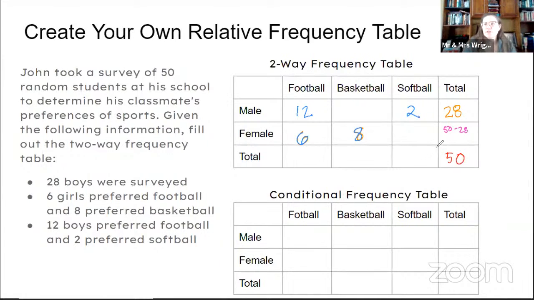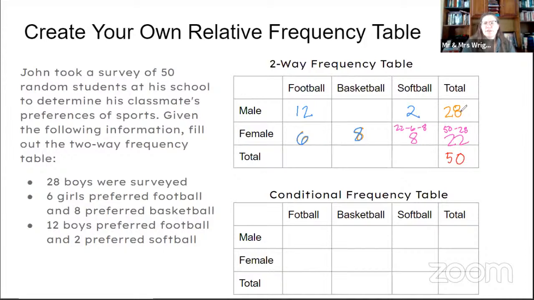We get that there was a total of 22 females surveyed. Now, if there were 22 females surveyed, let's subtract out how many liked football and how many liked basketball, and that'll tell us how many liked softball here. So 22 minus 6 minus 8 is going to be 8. So there are 8 females who prefer softball.